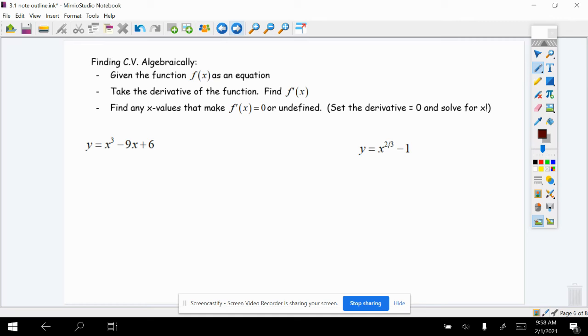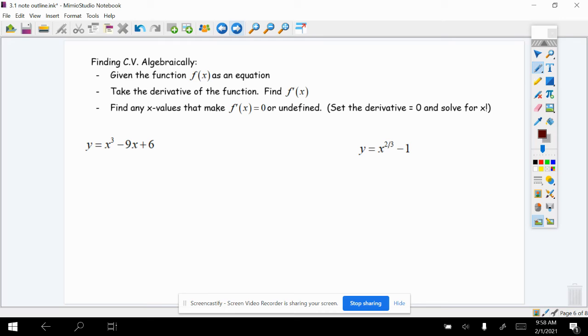Now, functions can have many critical values. They can also have none. The higher the power of the exponent, the more likely that you are to have many critical values, because higher powered functions tend to change a lot. They go up and down and up and down. And the more I increase that exponent, the more it has those, we call them turning points in algebra.